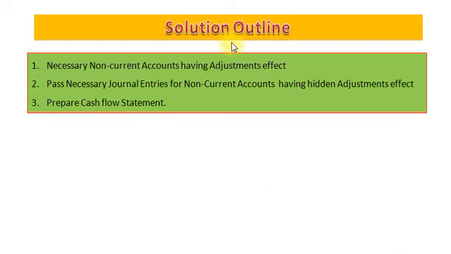Outline of the solution is: first, we will prepare necessary non-current accounts having adjustment effect. Number 2, we will pass necessary journal entries for non-current accounts having hidden adjustment effect. And finally, at third stage, we will prepare cash flow statement as per Accounting Standard 3.